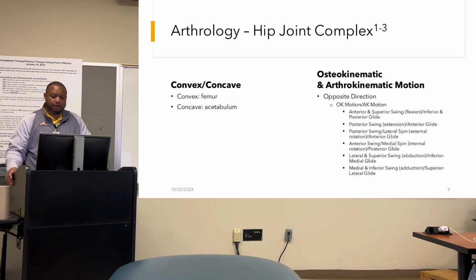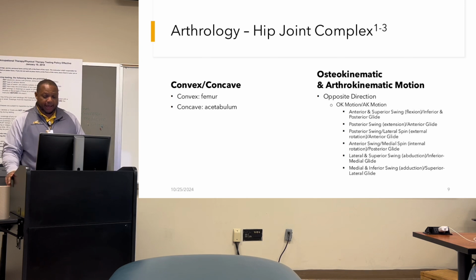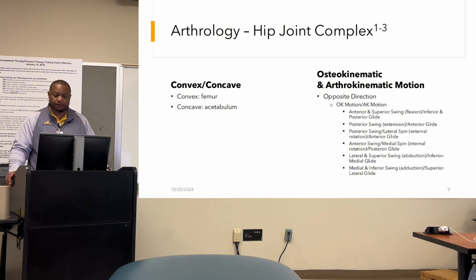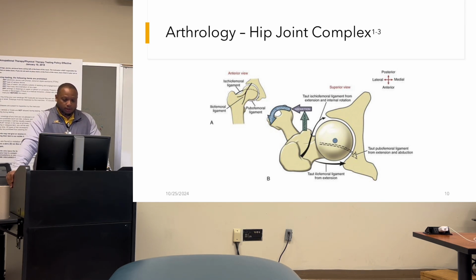With internal rotation, you have an anterior swing and roll, or some texts will say medial spin, but there's a posterior glide that's occurring. And then with abduction, I just talked about this, a lateral and superior swing with an inferior and medial glide occurring. And then with adduction, you have a medial and inferior swing with a superior and lateral glide or stretch.